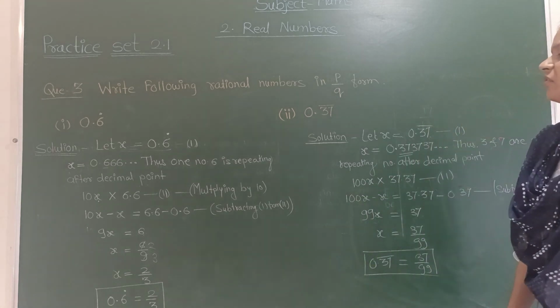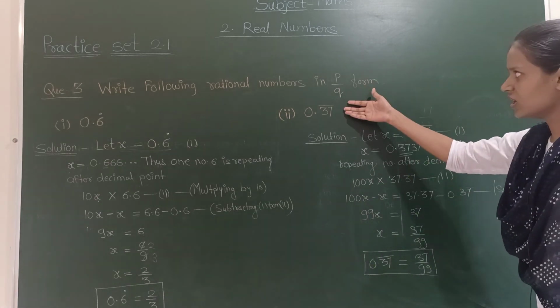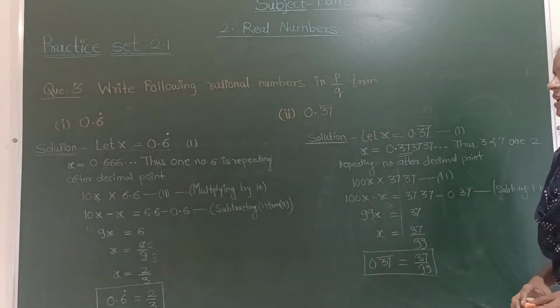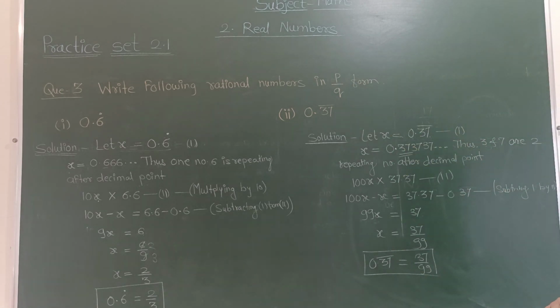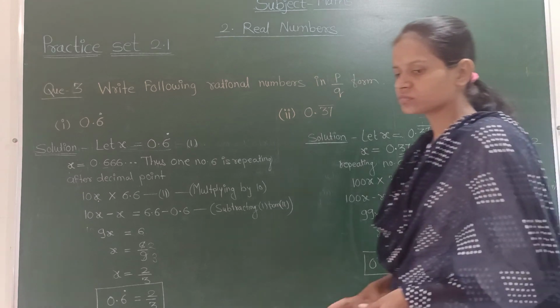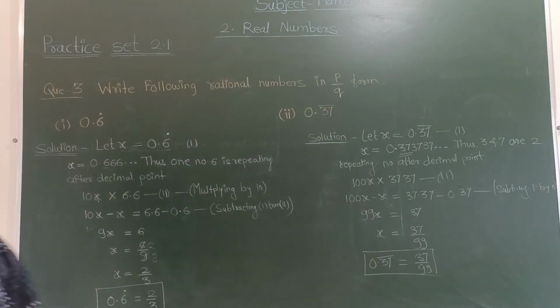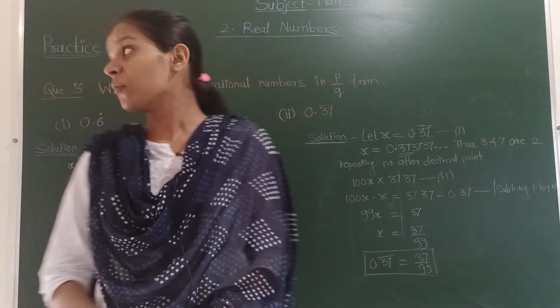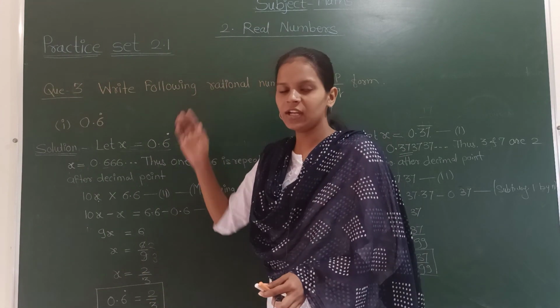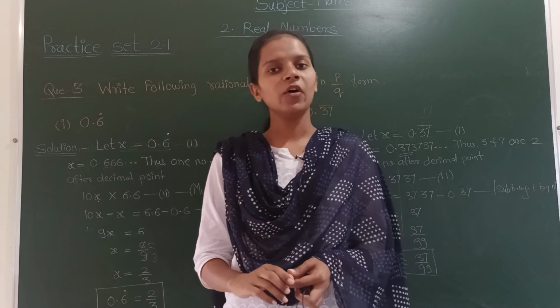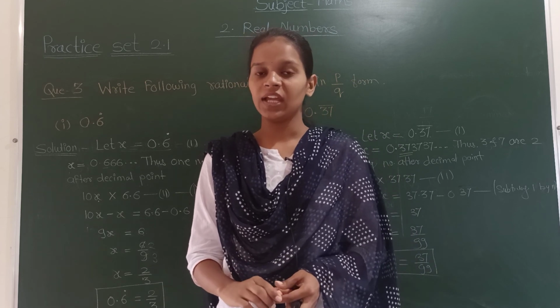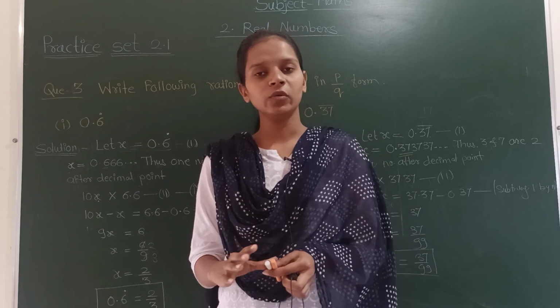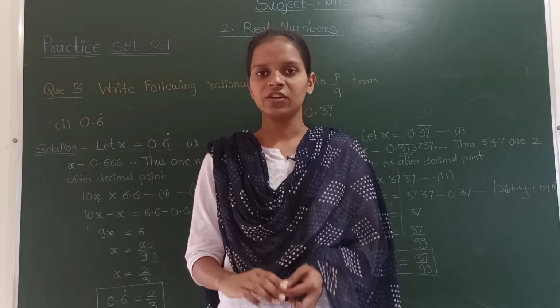This is how we converted the given rational numbers into p by q form. Now there are 3 sub-questions remaining from question number 3, and you have to solve them in your homework. We will stop here today. We will solve your question number 2 in detail in the next video lecture.